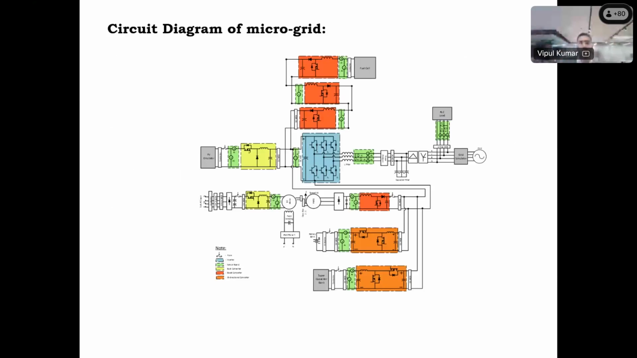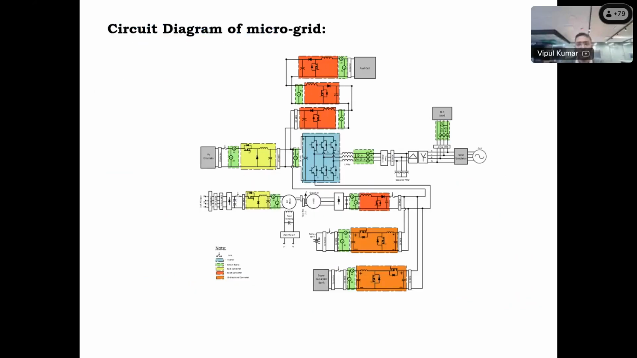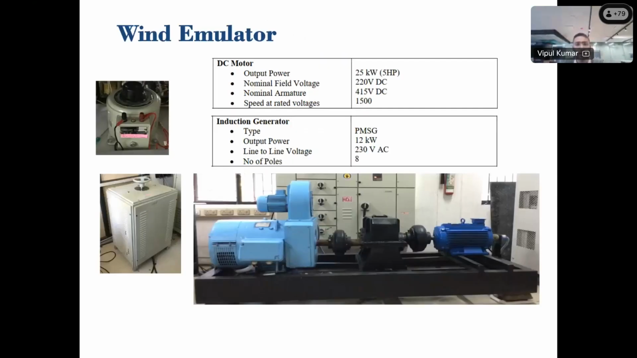Okay, so this is the complete circuit diagram of the renewable energy system, which includes all the renewable energy sources and the energy storage also. So first we will discuss the wind emulator. After that, PV emulator, supercapacitor bank, fuel cell, RLC load, and grid simulator. Okay. So first, this is the wind emulator.